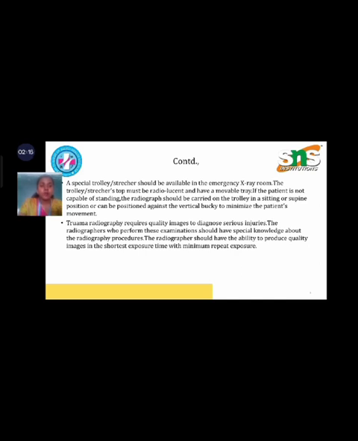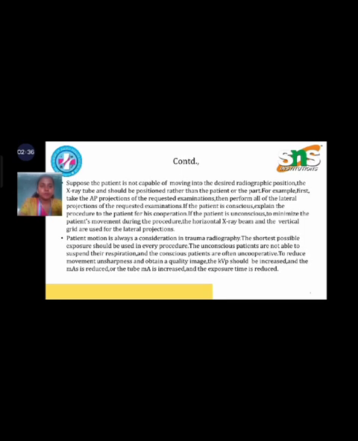Trauma radiography requires quality images to diagnose serious injury. The radiographers who perform these examinations should have special knowledge about the radiography procedures. The radiographer should have the ability to produce quality images in the shortest exposure time with minimum repeat exposure. Suppose the patient is not capable of moving into the desired radiographic position, the X-ray tube should be positioned rather than the patient or the part.